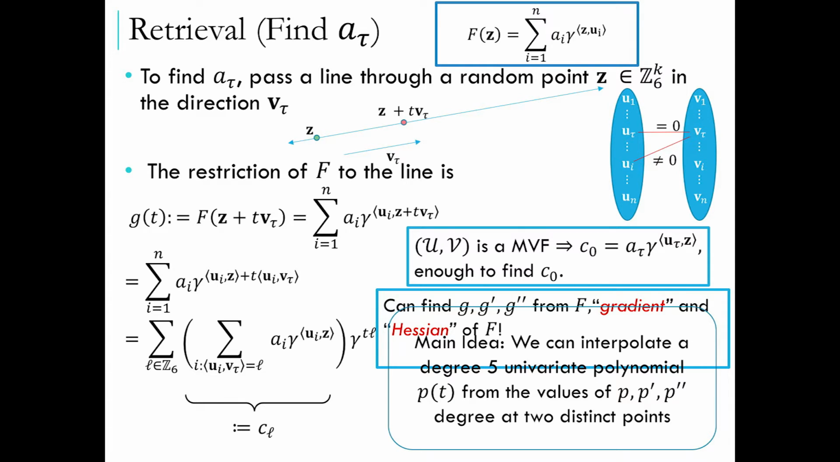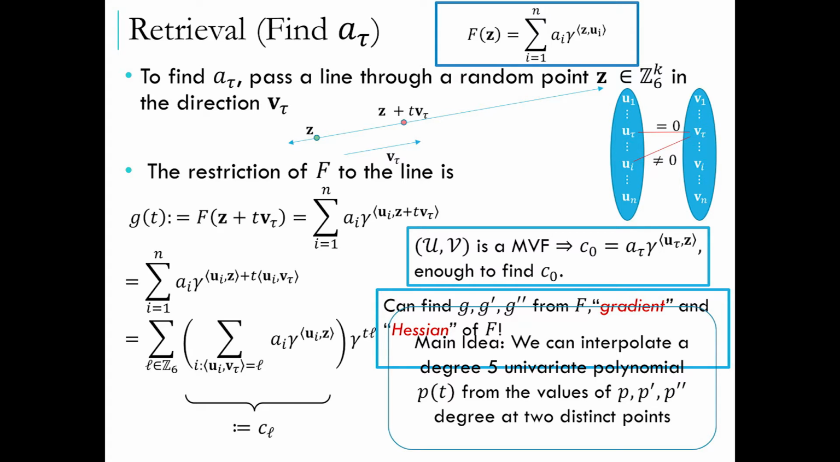So if you look at the restriction of f to this line, let's call it g of t. A generic point on this looks like z plus t times v tau. So g of t is f of z plus t v tau, which is just the summation, I'm just substituting this thing. Now you can use the linearity of inner product to split the exponent.